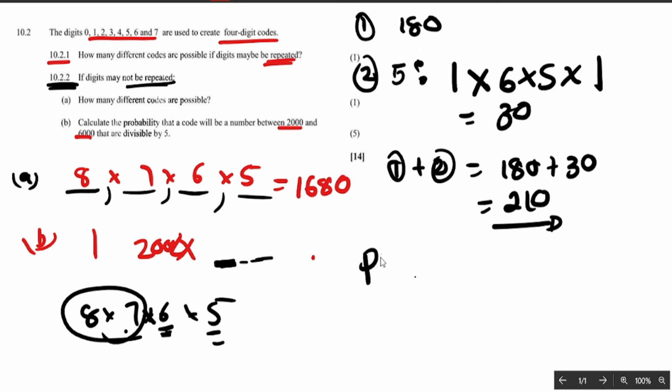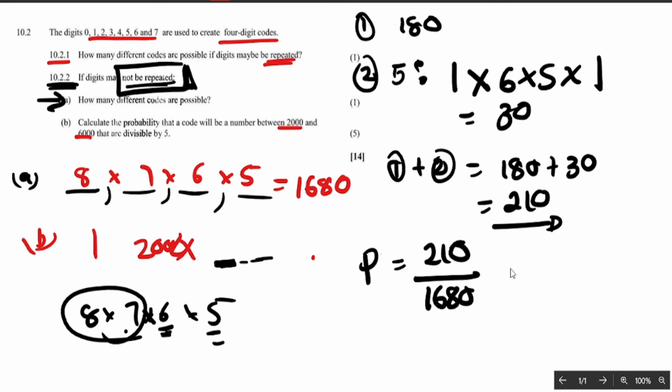So the probability is going to be 210 divided by, remember we were told that digits are not repeated, so we take a sample space of digits that are not repeated, which is the answer to this question here, which we got as 1680. Then you punch this into your calculator, you should get 1/8, which is approximately 0.125. So I hope you guys understood this.